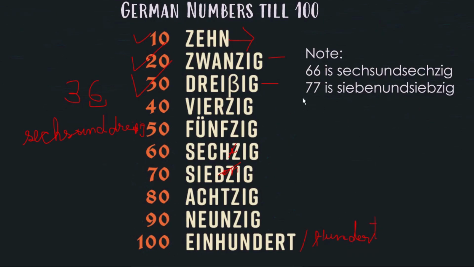Now see, 66 is sechs. First we'll say the units place, so it is sechs und sechzig. 77 is sieben und siebzig.